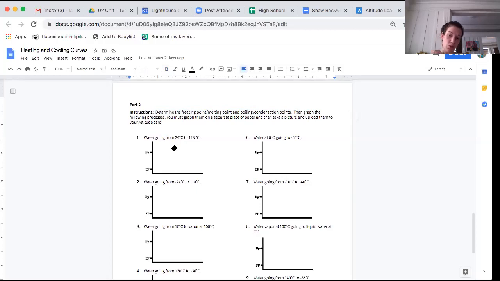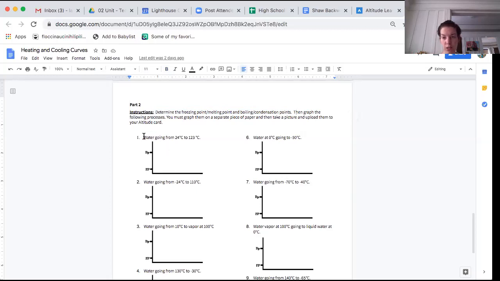I'm going to give us 2 examples today to show you how to do this. I'm going to do number 1 and I'm going to do number 6. I'm doing number 1 because it's a heating curve, and I'm doing number 6 because it's a cooling curve. Let's start with number 1.